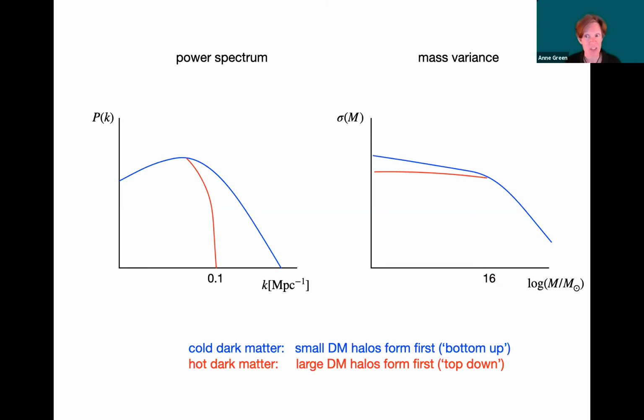And we know that that isn't how structure forms in the universe. It doesn't match observations at all. So we know that all of the dark matter can't be hot dark matter.